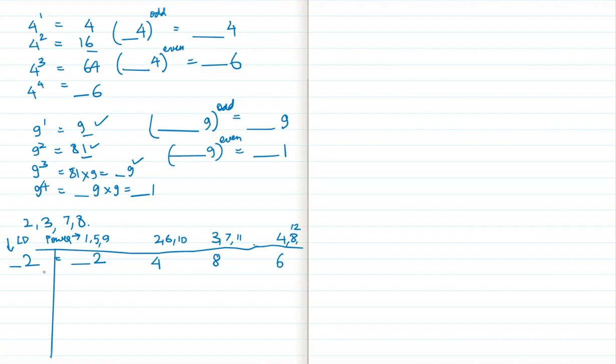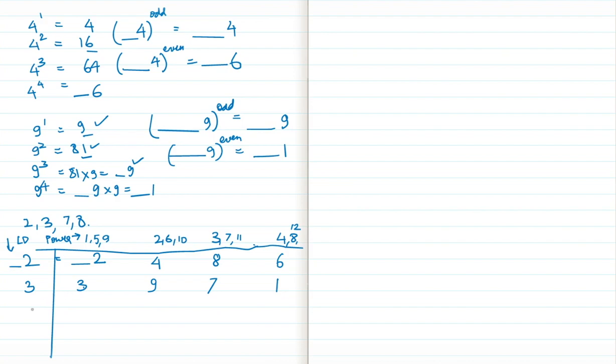Let's see how this works for 3. 3 to the power 1 gives me 3. 3 to the power 2 gives me 9. 3 to the power 3 gives me 27, so I'll just write the 7. 3 to the power 4 gives me 81, so let me just write 1. Now as soon as I get a 1, 81 times 3, the last digit is going to be 1 times 3, so I come back to 3. Just like it worked for 2, every fourth power the digit starts to repeat.